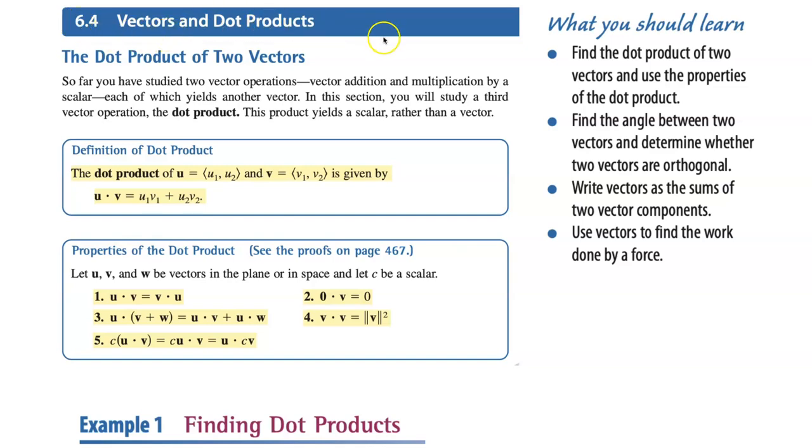6.4 Vectors and dot products. You should learn how to find the dot product of two vectors and use the properties of dot products, how to find the angle between two vectors, and determine whether two vectors are orthogonal or not.